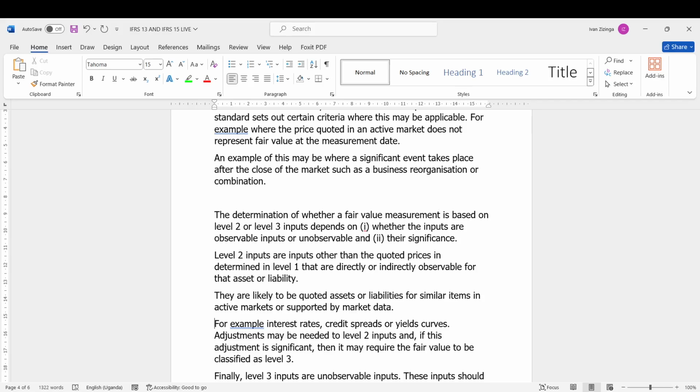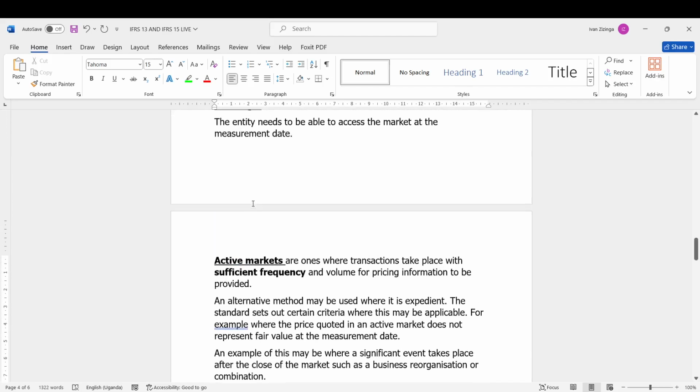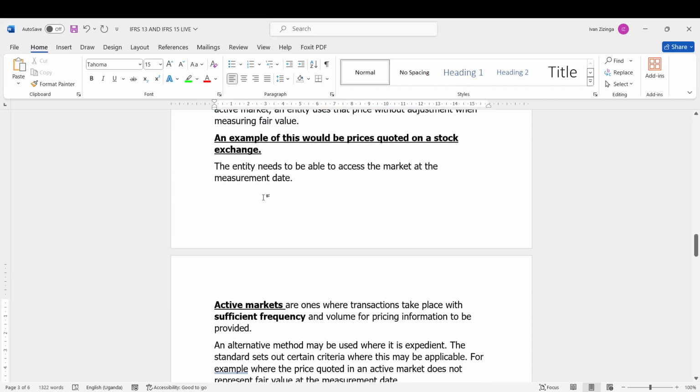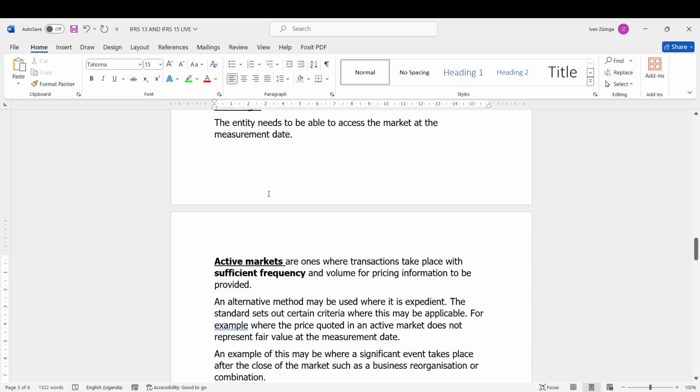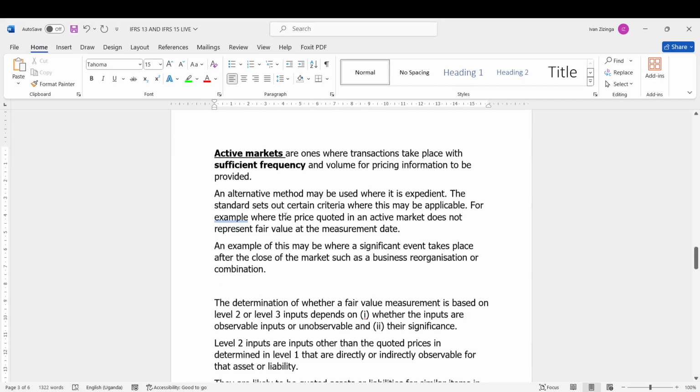At that point, you have moved from an active market for the identical asset to an active market of similar assets, where you have to adjust the price of the similar asset so that now you can reach the value of your asset. Okay? That's what the standard is saying.